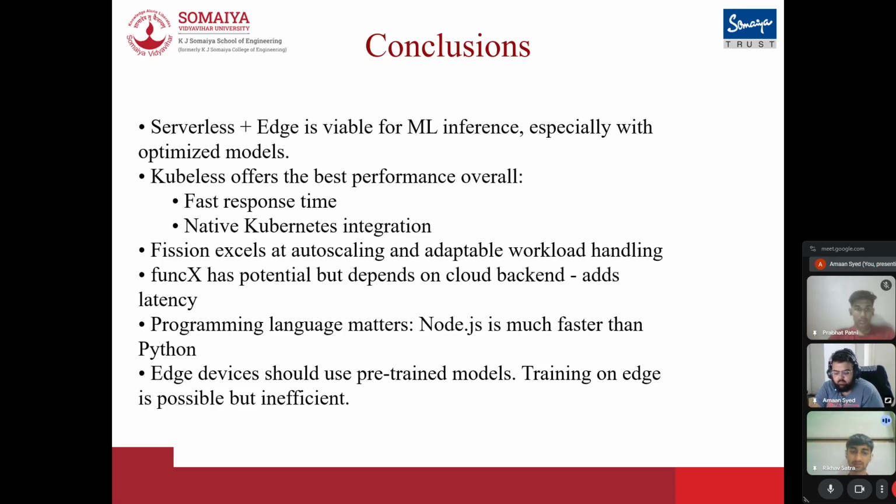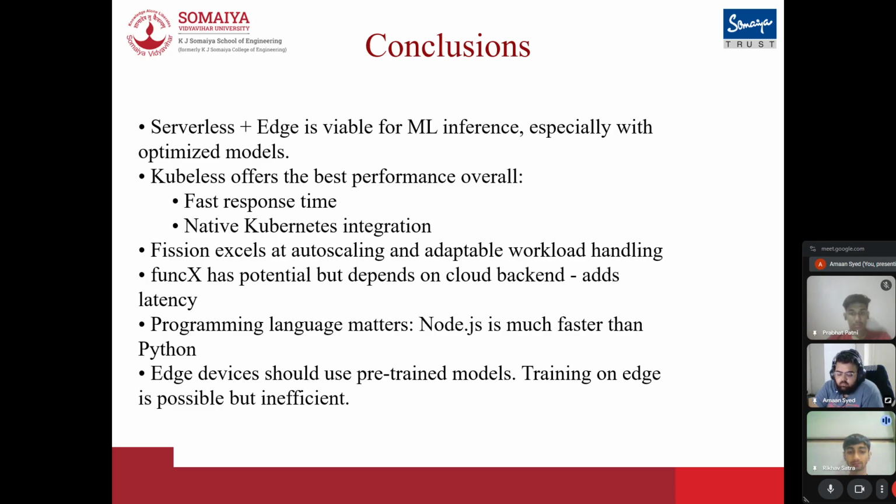So, to wrap up, let's think of serverless edge computing as building a team of smart local helpers who can quickly solve problems without always calling a distant headquarters. The research shows that Kubeless is like the star student, fast and reliable in most tasks. Fission can get overwhelmed when too many requests come in at once, but it improves a lot if you let it add more helpers. That is auto scaling. The language that you use also matters. Node.js is like giving clear, simple instructions, while Python can slow things down.